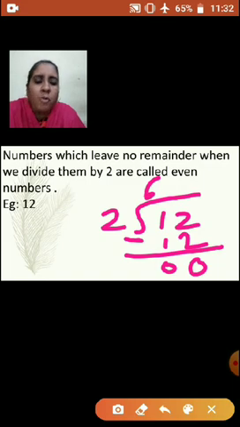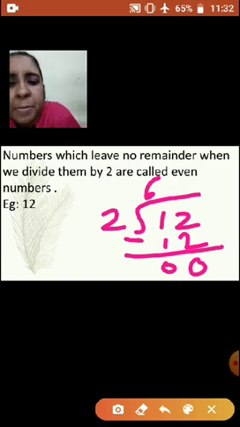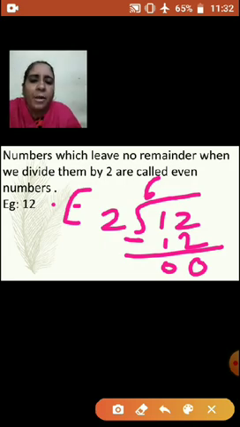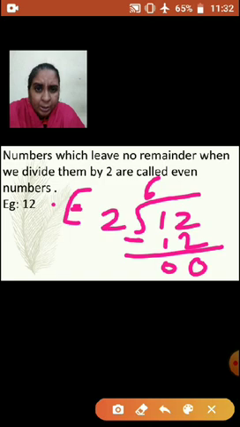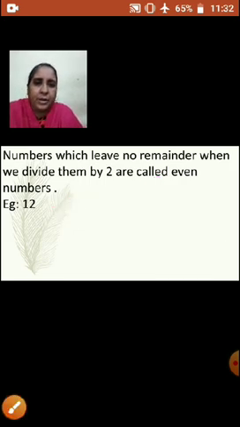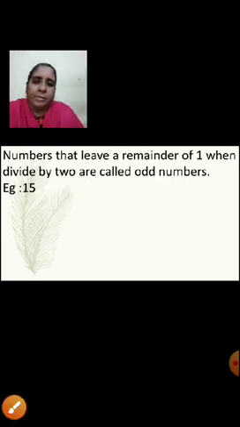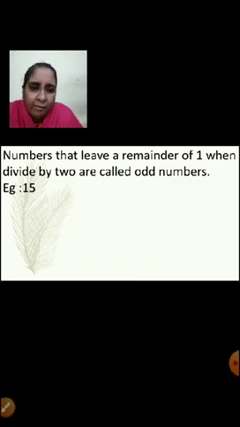No. So what does it mean? That number 12 is an even number. When you divide any number by 2 and the remainder is 0, then that number is called an even number. Now let us take another. Numbers that leave a remainder of 1 when divided by 2 are called odd numbers.